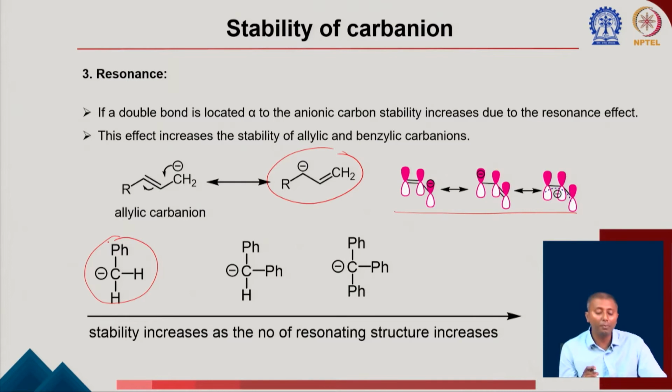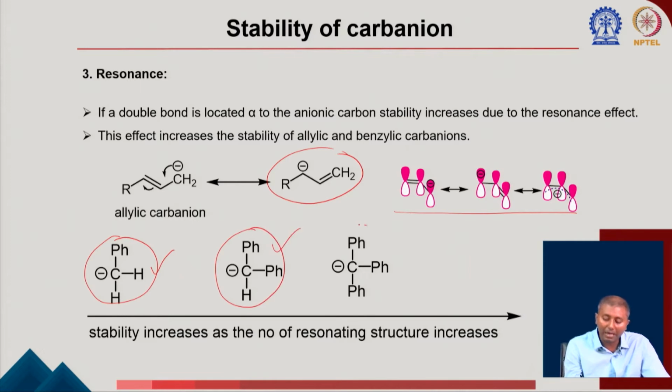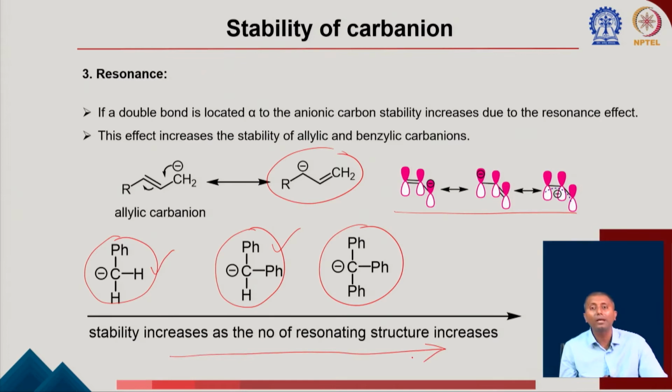Now once you go from a monobenzylic like this one to dibenzylic and then tribenzylic, going from mono to di to tri, the stability is increasing. Why is that happening? Because the number of resonance structures to stabilize this carbanion increases from a mono to a di to a tribenzylic carbanion.